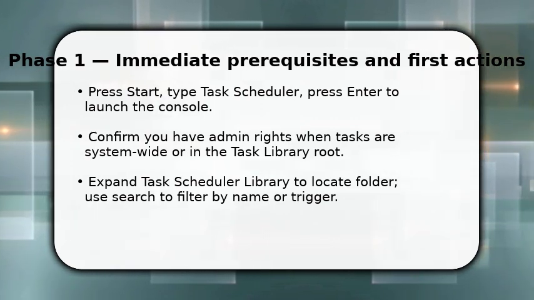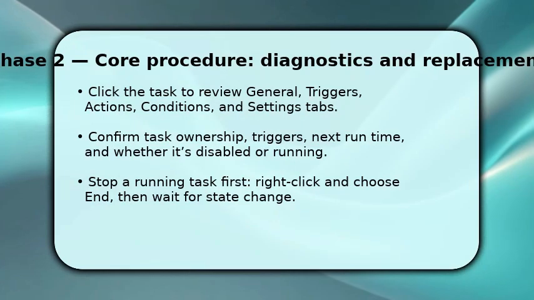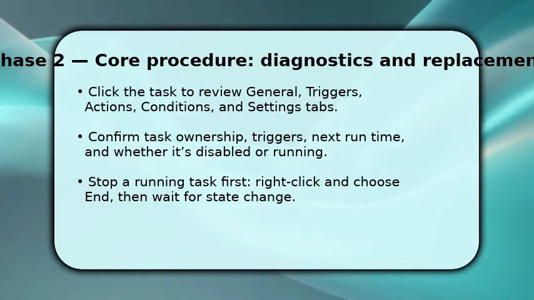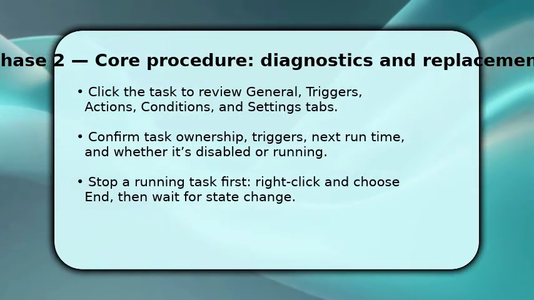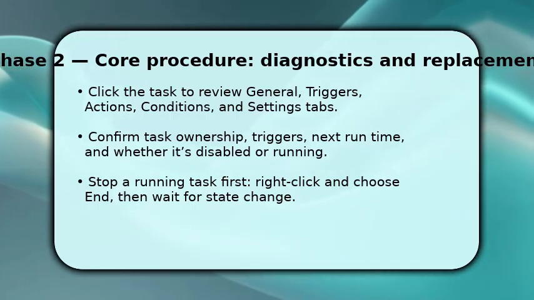You now inspect the task before deletion to avoid removing something critical. Click the task and read the General, Triggers, Actions, Conditions, and Settings tabs to understand what it does and who created it. Make sure the next runtime and trigger type match what you expect.